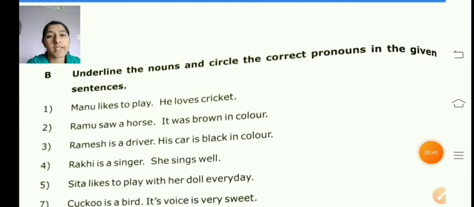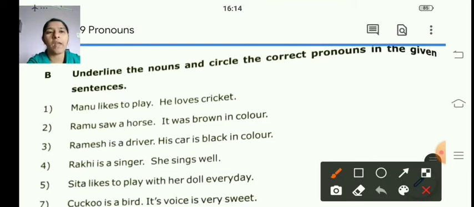So the next, Roman number B. Underline the nouns and circle the correct pronouns in the given sentences. We are going to underline the nouns and circle the pronouns, right? Nouns are nothing but the name of a place, person, animal or thing. So wherever you have any name, we will underline it because it is a noun, and words which are used instead of nouns are called pronouns.